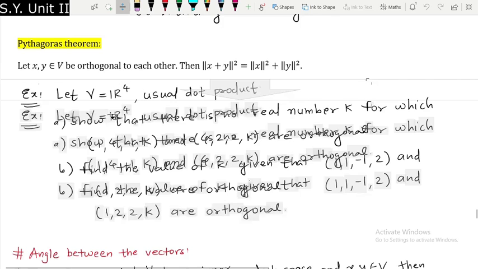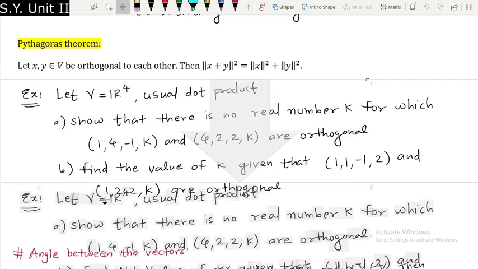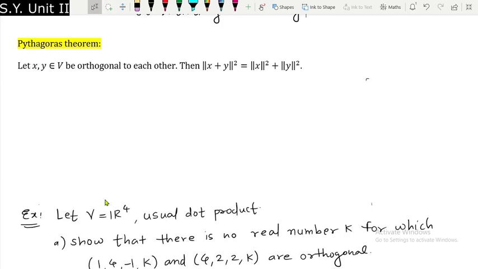I will tell you the proof in short. Since x and y are orthogonal, it is simply the hint. Since x and y are orthogonal, you can say the inner product of x with y is equal to 0. So this is given. In order to prove it, I will start with the LHS. My LHS is norm of x plus y squared, which can be further written as the inner product of x plus y with x plus y.